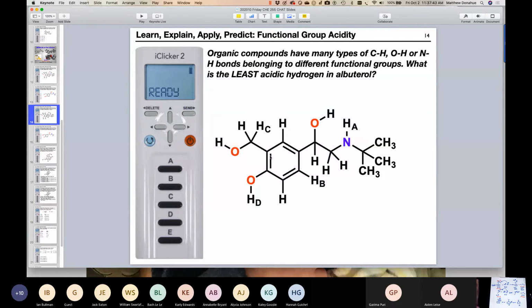So C is going to be the least acidic, because that's an sp3 hybridized carbon-H bond, so that's more like an alkane with a pKa of 50.